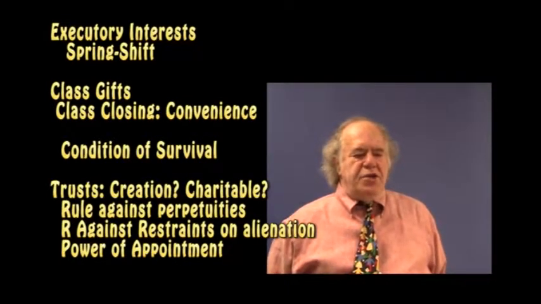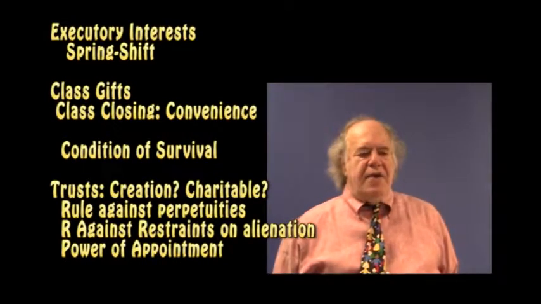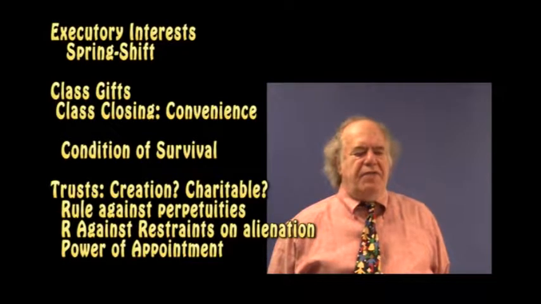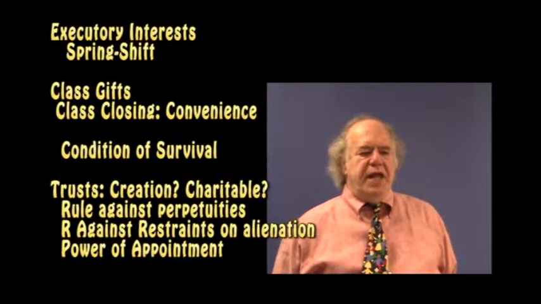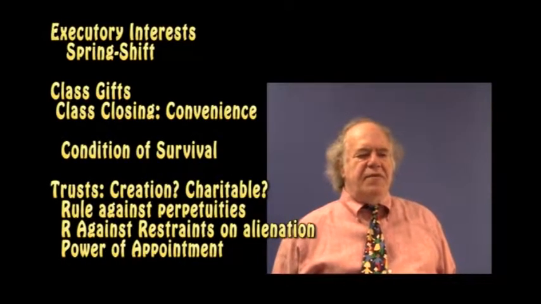A remainder is contingent if at the time that we are classifying it, we don't know who's supposed to get it. The name of the person is not yet ascertained. In fact, the person may not even yet be born.